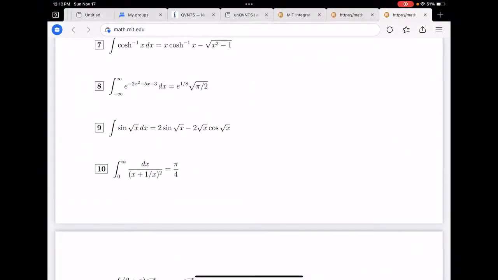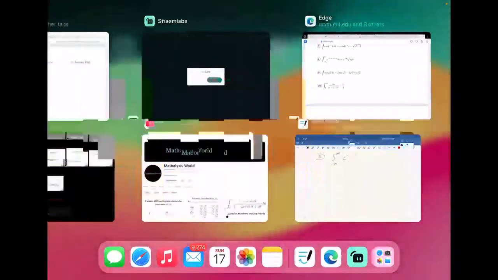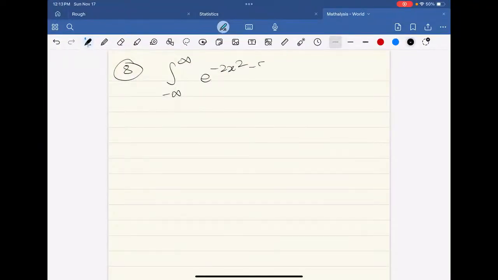And hey, one of you who is watching right now, can you suggest a solution for this problem? Problem 8, minus infinity to infinity, e to the power minus 2x square minus 5x minus 3. So how will you solve this problem, man? Or girl, whoever you are. Can you suggest a solution for this one? Oh, he left. Wow. Okay.